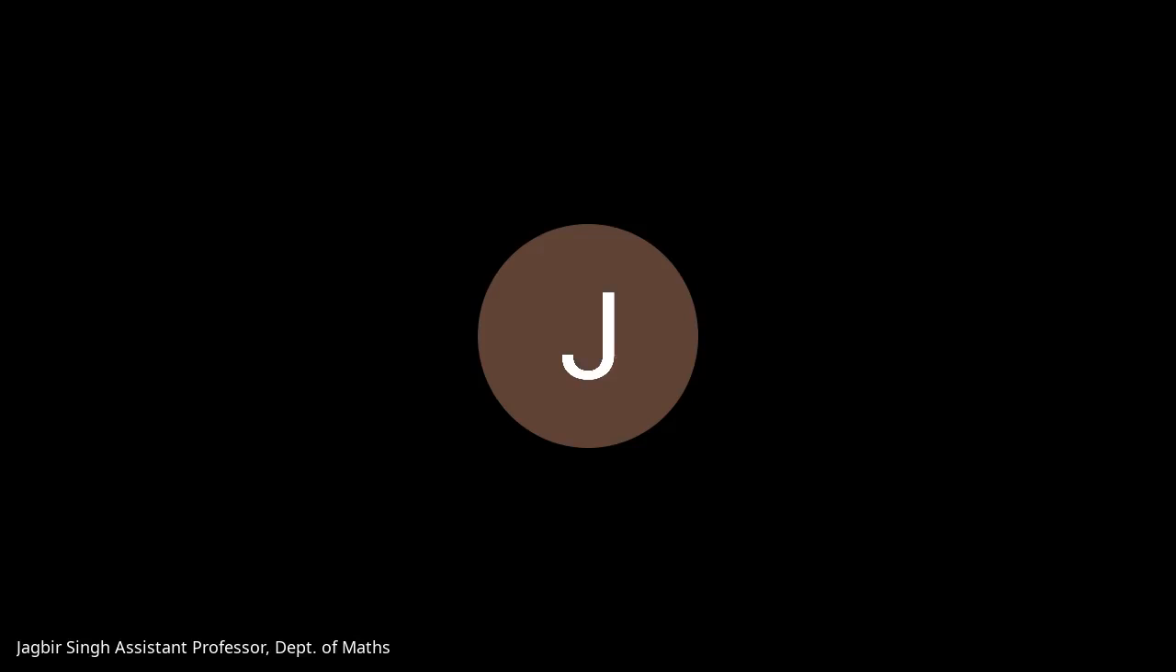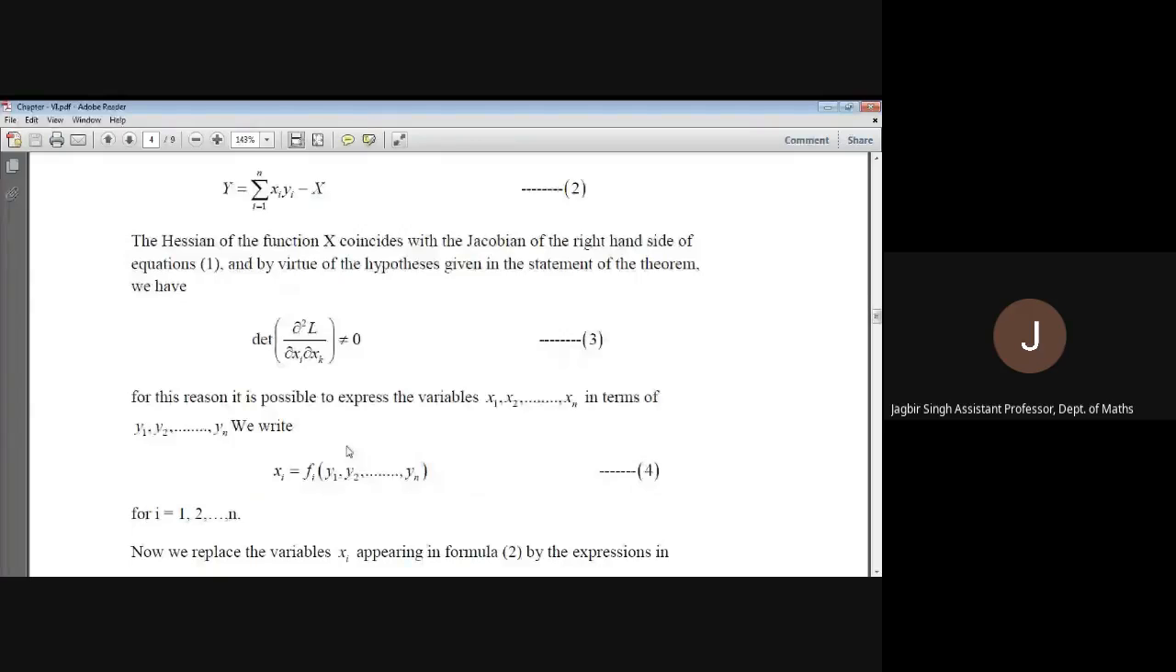express this x1, x2, xn in terms of y1, y2, because in Jacobian we studied it. That if this is non-zero, then xn can be expressed in terms of x1, it will be a function of y1, y2, yn, x2, it will be a function of y1, y2, yn, and xn, it will be a function of y1, y2, yn. Okay, so xi will be a function of y1, y2, yn, say it is fy. And now replace this xi from equation number 4 into equation number 2.